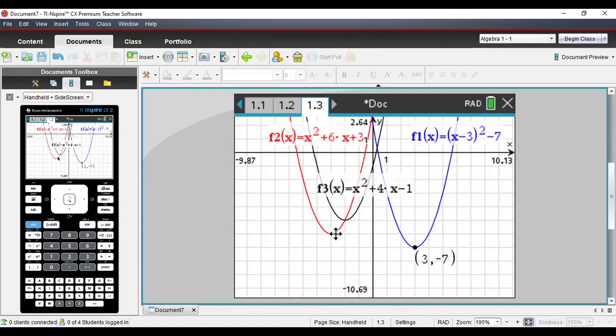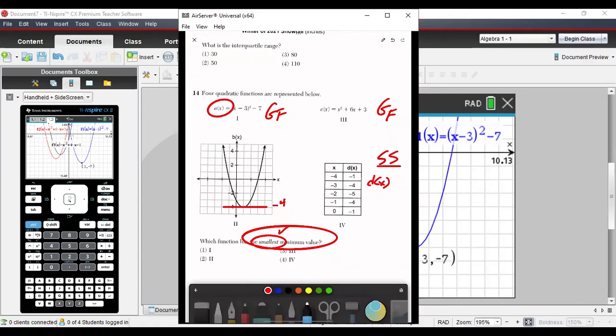I don't even have to do these because I can see that these are not lower than this. So this is my answer. And that is the first one. So I go to my paper and I circle number 1 because that's the lowest.